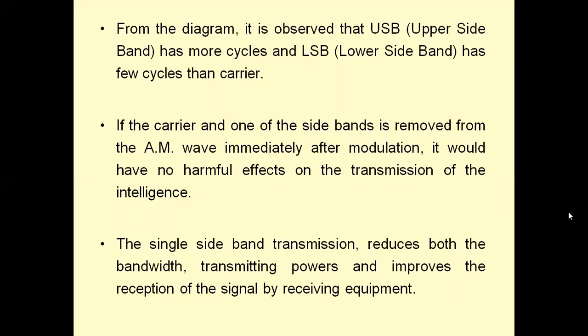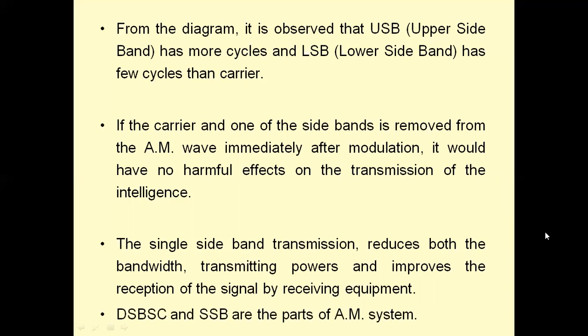Because of all these advantages, we go for the SSB modulation scheme, thereby reducing the bandwidth, and hence we can provide more channels. The transmitting power is also reduced, so we can transmit signals much more efficiently by using SSB modulation schemes. DSBSC and SSB are parts of the AM system. These are the variations of AM.